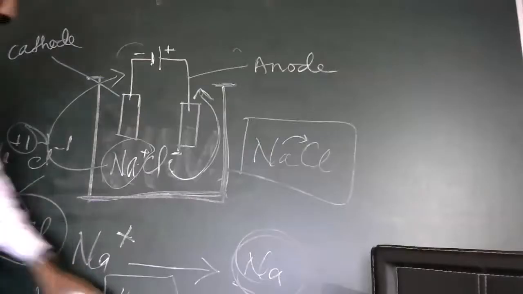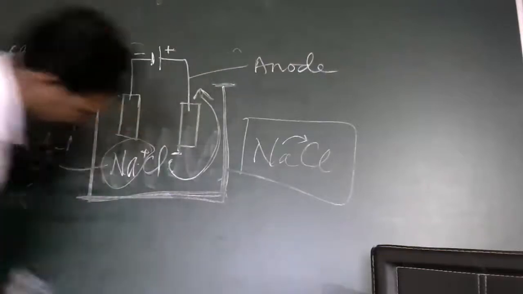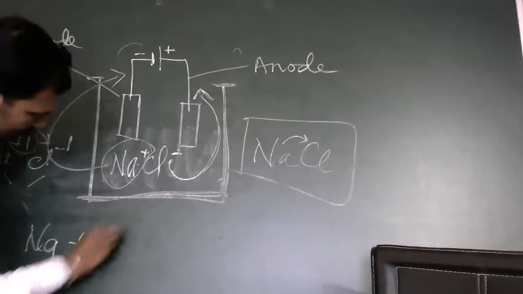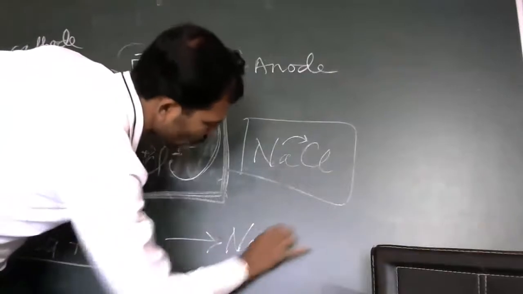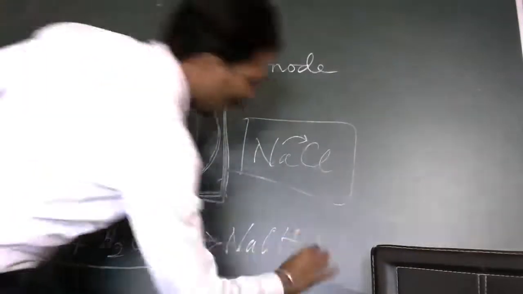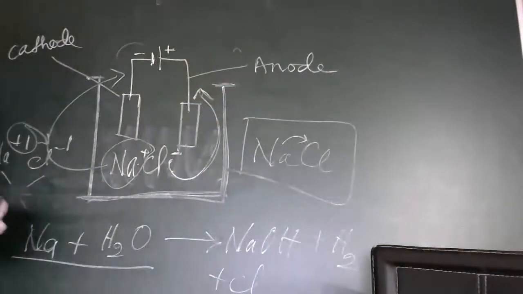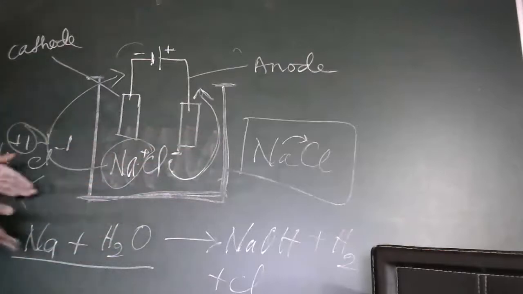Sodium will react with water to form... Sodium which is formed on the cathode side will react with the H2O. Water jothe react ಆಗ್ತದೆ. It forms NaOH. Plus hydrogen gas will be liberated. And Cl gas is already liberated. I hope you are getting my point. So this is how the chloralkali process is done actually.